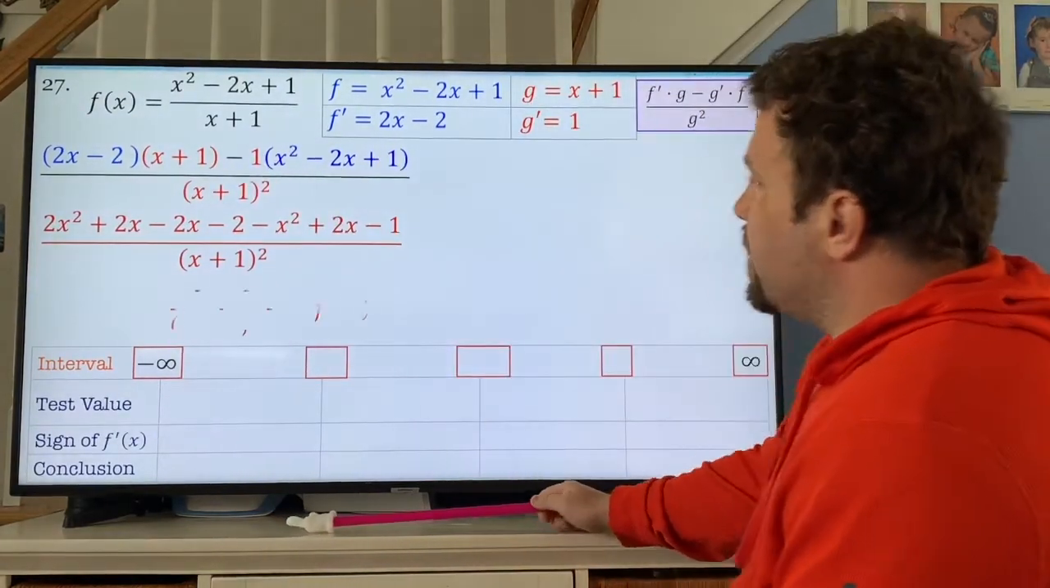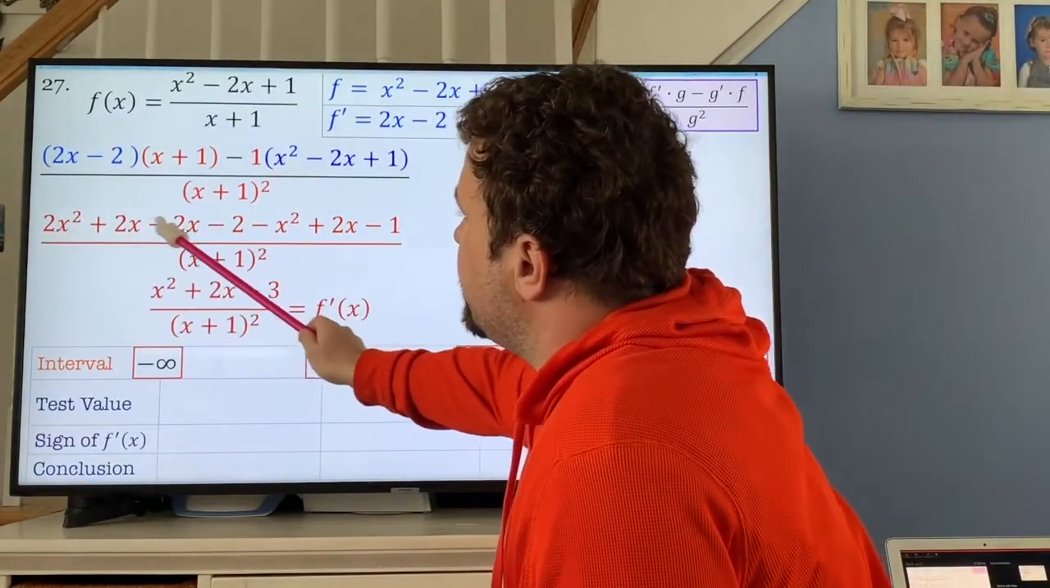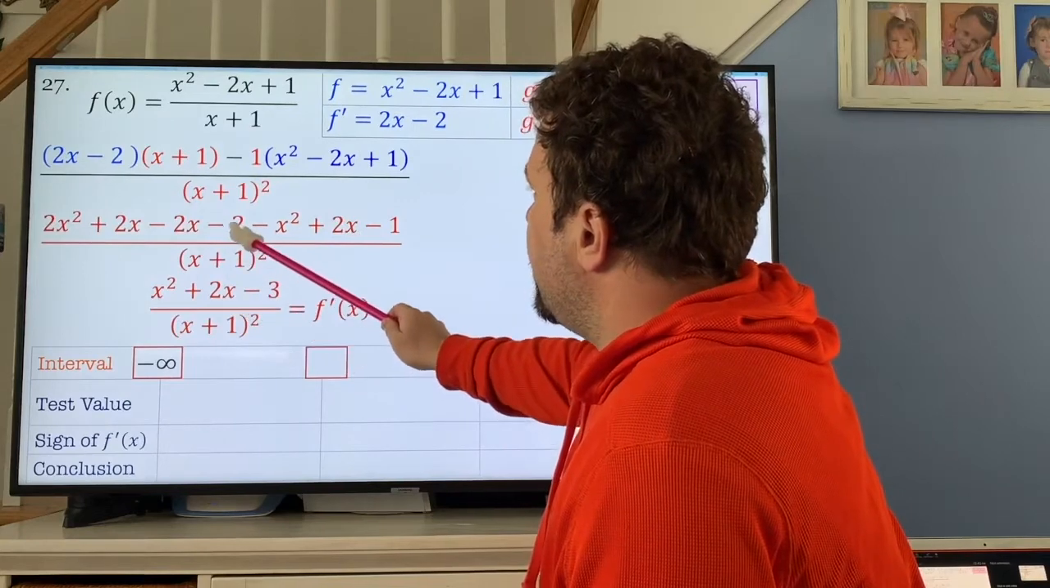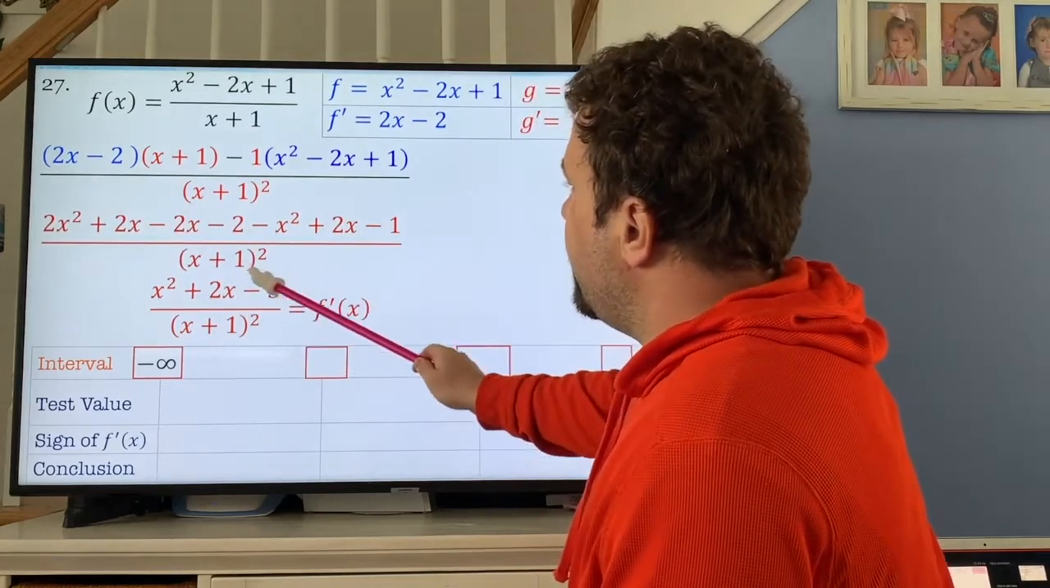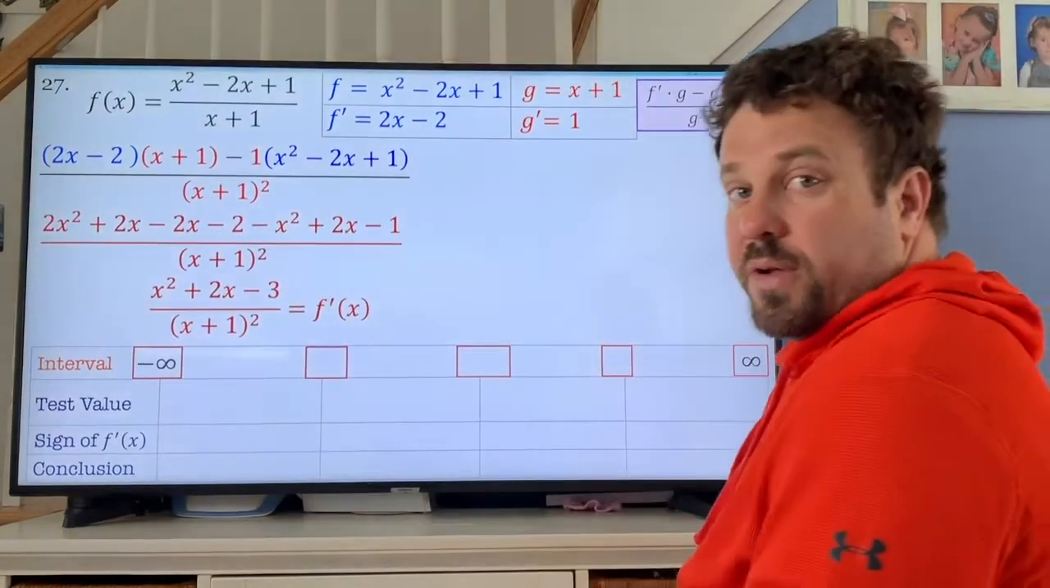All right, we're going to combine some like terms here. x squared is all by itself. 2x minus 2x is 0 plus 2x is 2x. Negative 2 minus 1 is negative 3. x plus 1 squared stays x plus 1 squared. And that is your derivative.